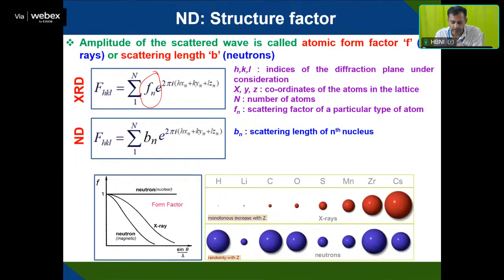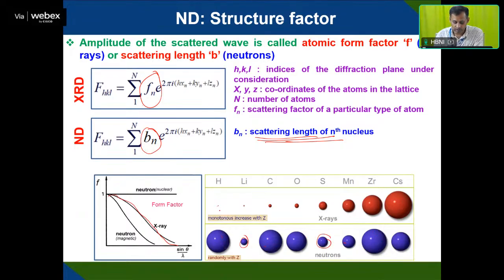Because of this scattering factor dependence, in the case of X-ray you can see the scattering factor continuously decreasing. But in the case of neutron diffraction, it is the scattering length Bn that matters, and this scattering length B varies randomly. You can see hydrogen is quite large and lithium is small, then sulfur is less and zirconium is large.